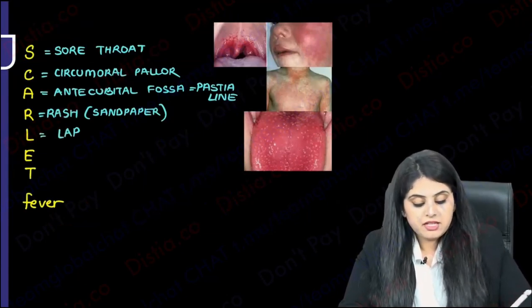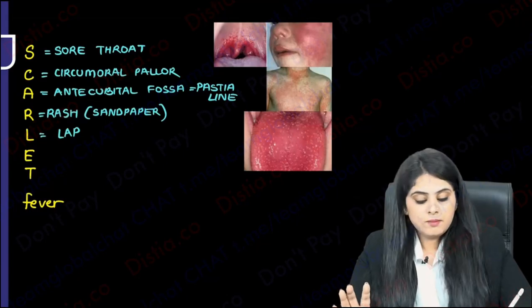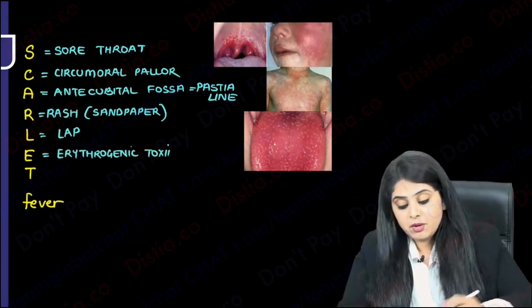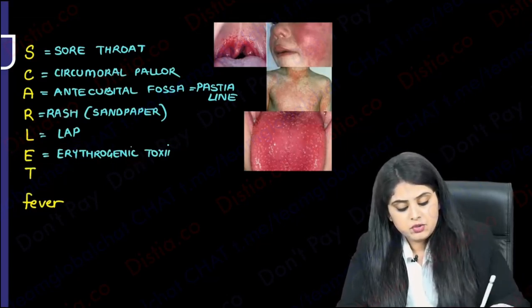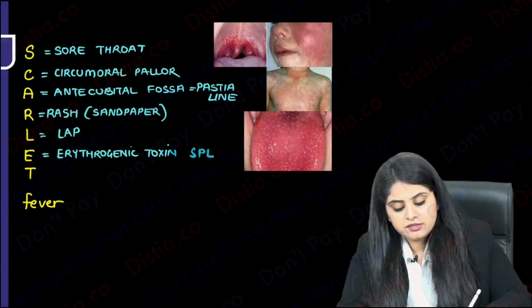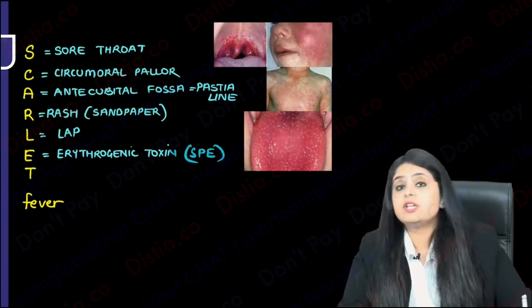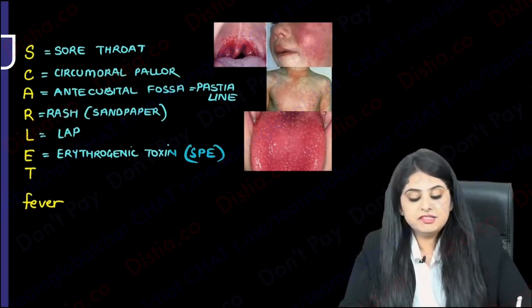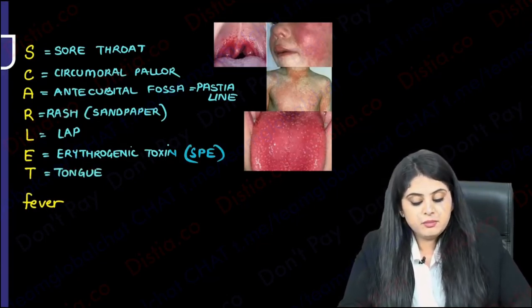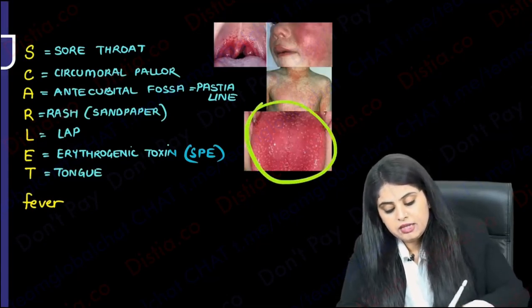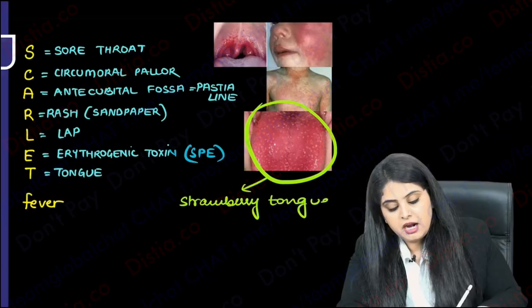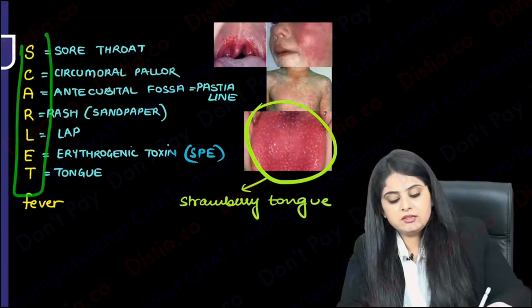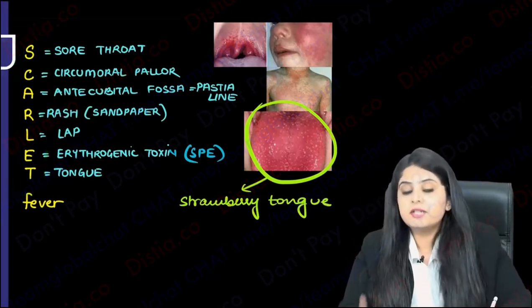Of course, whenever there is an infection, there will be lymphadenopathy. These patients are also going to have a problem. I just told you which toxin. In scarlet fever, it is the streptococcal pyrogenic toxin, or the erythrogenic or the pyrogenic toxin that we have, SPE, ABC. And finally, the T is for the tongue, because we all know that the tongue shows the very, very famous appearance, that is strawberry tongue. Yes, along with that, it is scarlet fever.